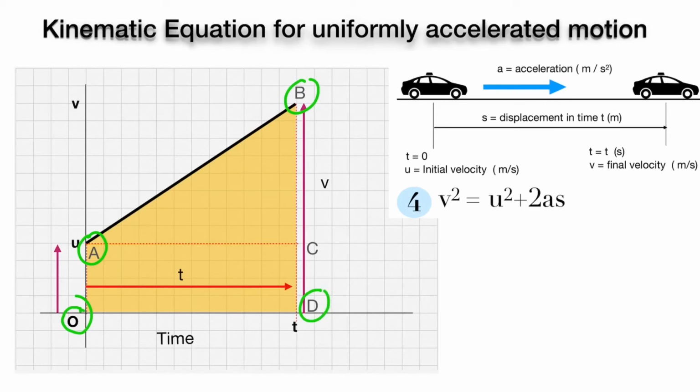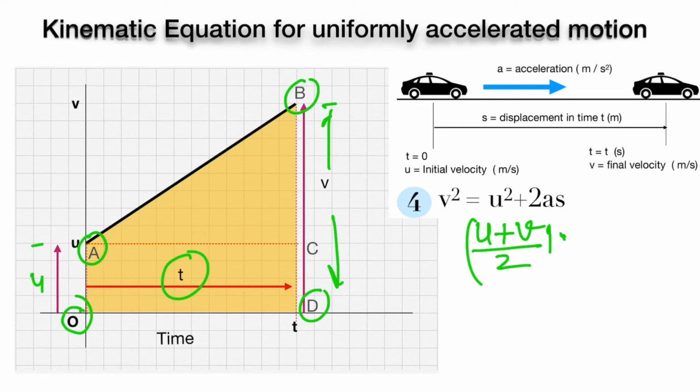A trapezoid is a quadrilateral which has two parallel lines and two non-parallel lines. In that type of shape, the area is given by the average of the two parallel lines. In this case, this is (u plus v) by 2. u is this height up to this and v is this height. Okay? So the average of the parallel lines multiplied by the distance between these two parallel lines. So here the distance is t, so multiplied by t, and that is the area, which is basically the displacement during this motion.